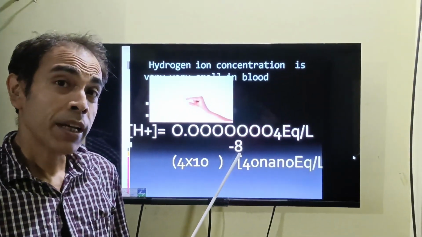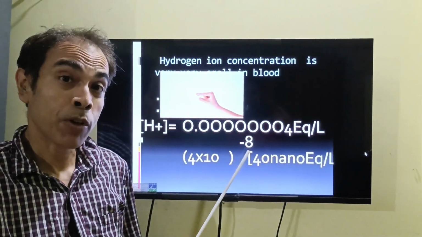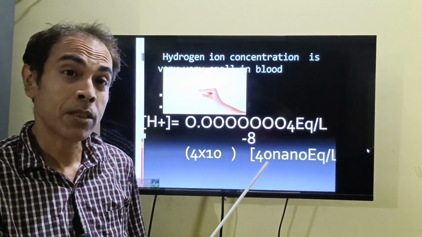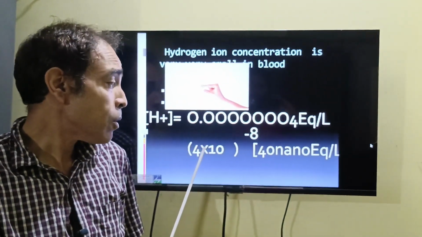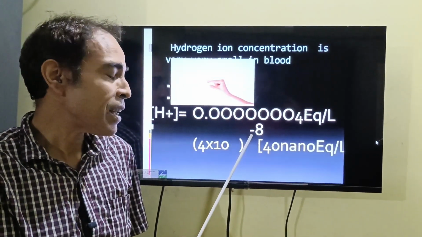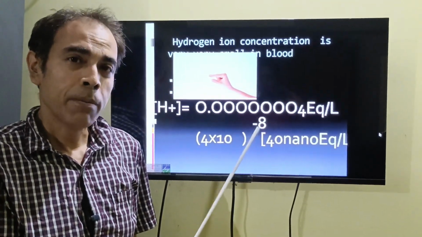So it is very low in the blood compared to sodium and potassium. We say sodium is 135, potassium is 3.5. The hydrogen ion concentration is 4 into 10 to the power minus 8, very much smaller in blood.